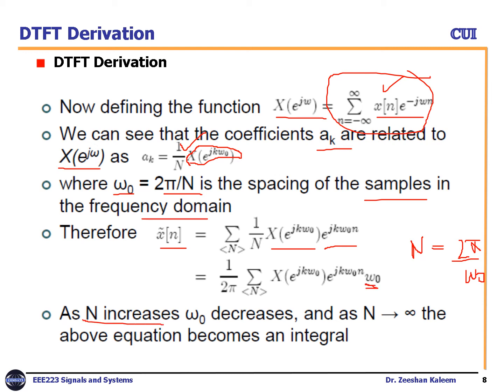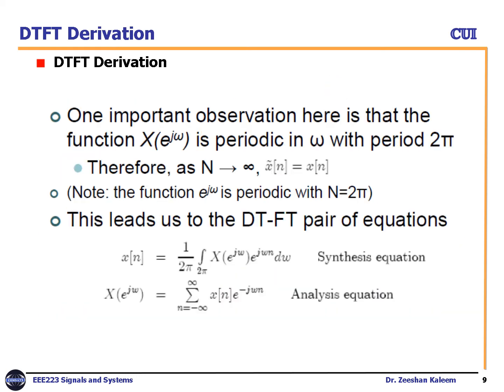So as N increases, ω₀ decreases. We already discussed that. And as N approaches infinity, the above equation becomes an integral instead of a summation. One important observation is that the function is periodic in ω with period 2π. Therefore, as N approaches infinity, x̃[n] approaches x[n]. So we concluded that after taking the discrete time Fourier transform, the transformed signal will be periodic with period 2π. This leads us to the discrete time Fourier transform pair of equations.